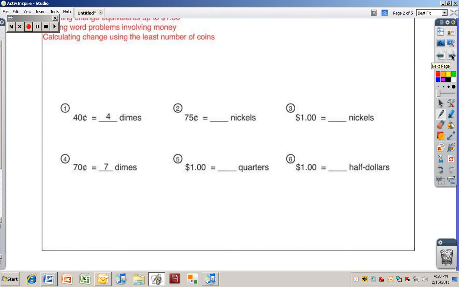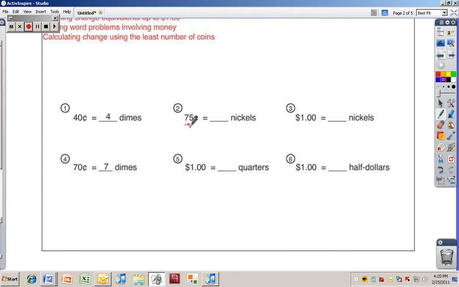40 cents equals 4 dimes. 10, 20, 30, 40. You can count on your fingers. Number 2, 75 cents equals how many nickels? Two ways to do this. You can either divide the number 75 by 5, if you know how to do that, or you can count on your fingers until you get to 75, count by 5s.